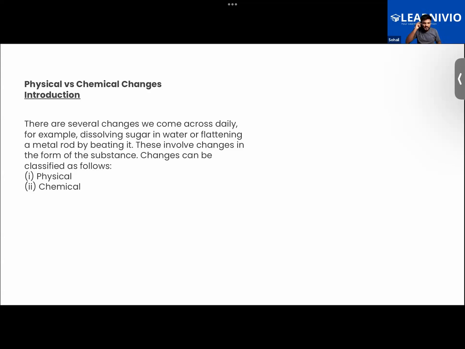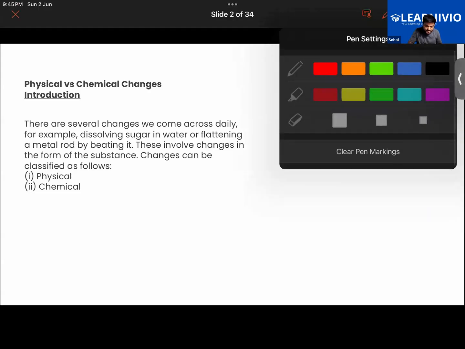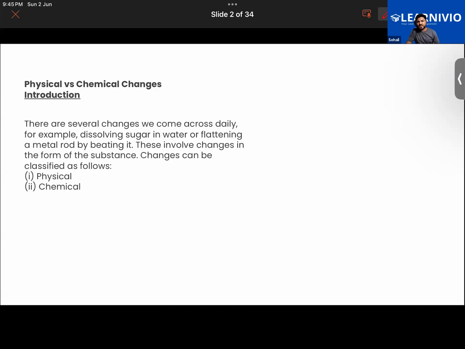So I was saying that every day we come across different changes that are happening around us. The most common change that you can observe in your house also is that sometimes milk turns sour. Sour milk, turning to a sour taste, is a change. Yes, Abu.